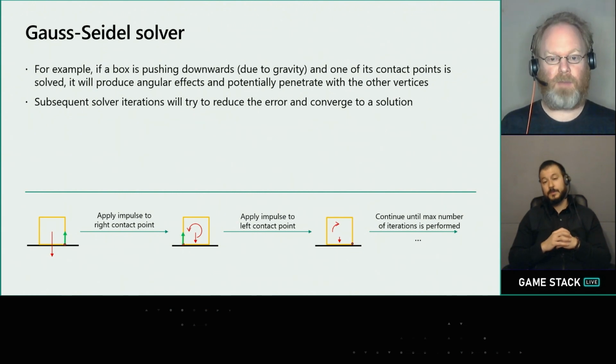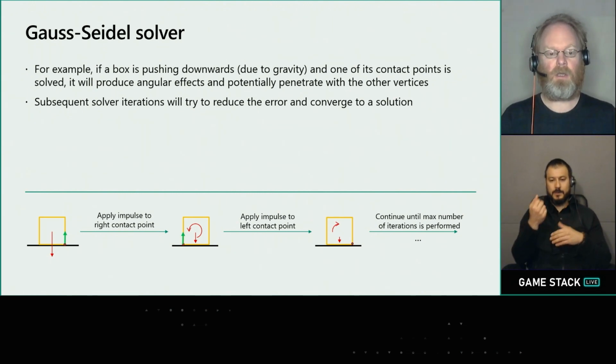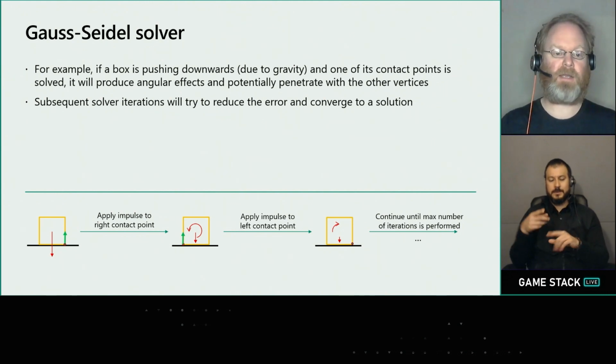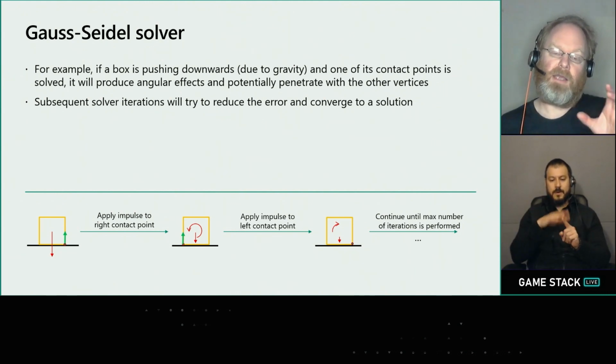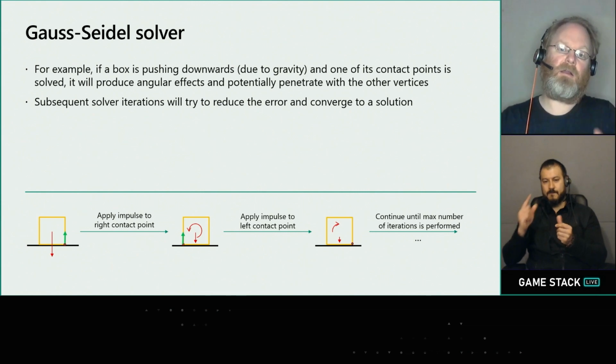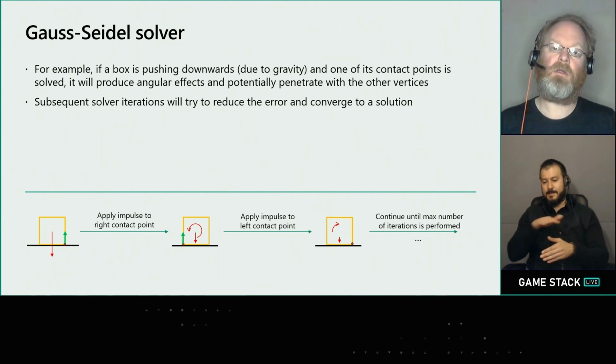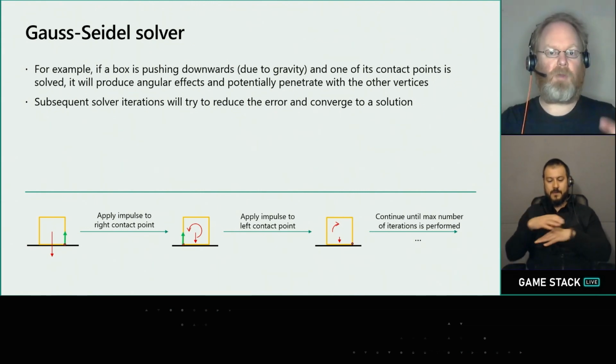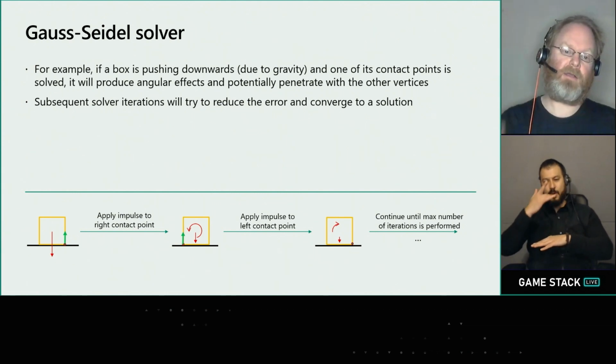So if we consider a box with those 2 contact points, we're going to solve the contact point on the right first. It's actually going to introduce not only a linear component to keep the box off the ground, it's going to introduce an angular component because it's rotating the box at that contact point.